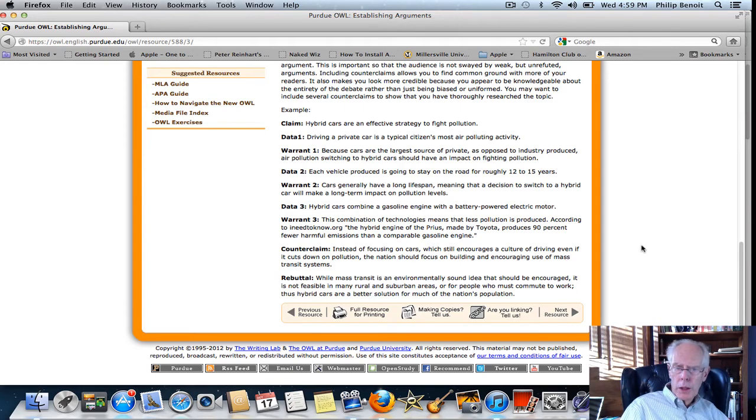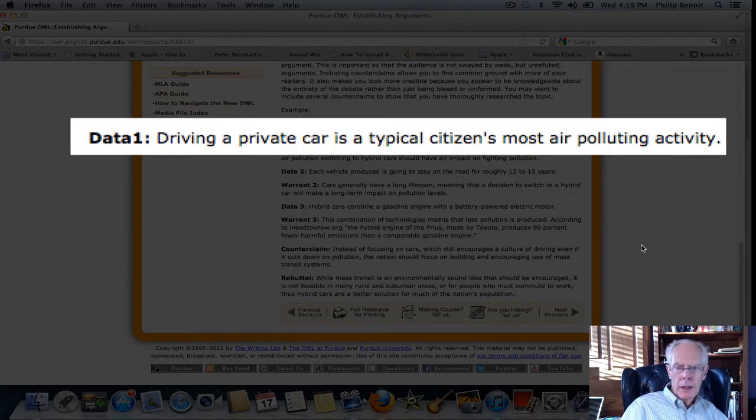Here's a data point. Here's some data that we can bring to bear on it. Driving a private car is a typical citizen's most air-polluting activity. Okay, so we're saying a statement of fact that we are offering for consideration is that driving a private car is the way most of us contribute to air pollution. It's an activity we all engage in.